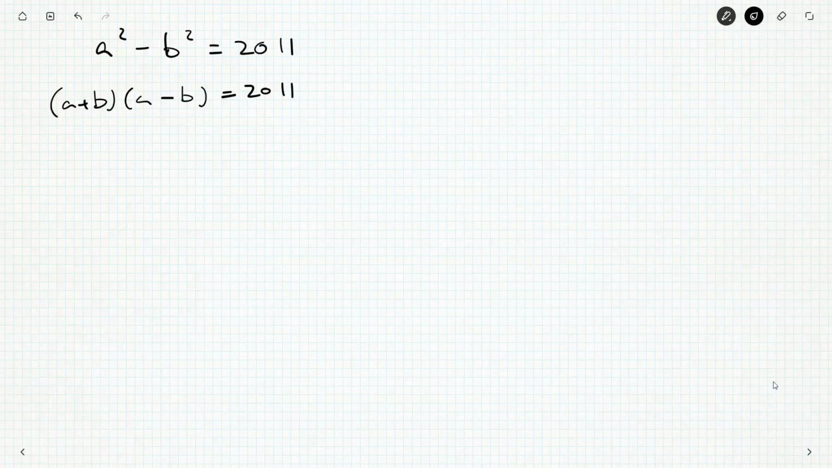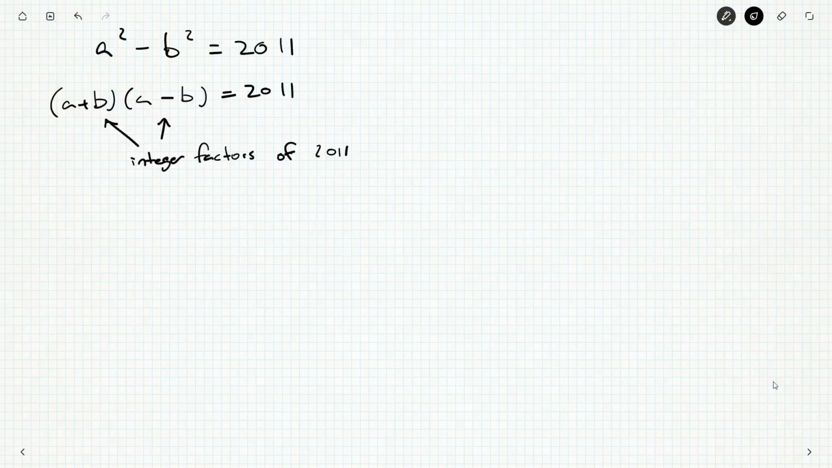Now, if A and B are positive integers, these are going to have to be integers. If one of them is positive, A plus B has to be positive, so A minus B will have to be positive because the product is positive. But I don't think you really need to explain that. I'll just say that these are integers as well, and they're integer factors of 2011.